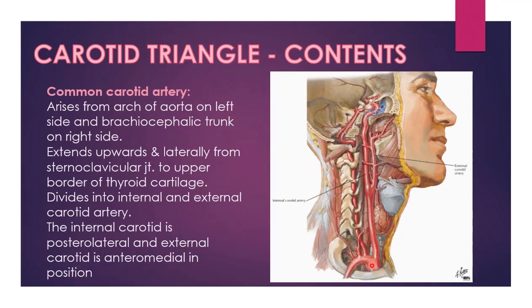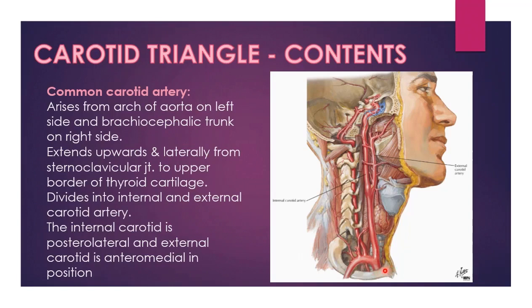So you are able to see the common carotid artery here. The common carotid artery arises from the arch of aorta, on the left side. Whereas on the right side, it is from the brachiocephalic trunk, which divides into right common carotid and right subclavian. So here mainly you are seeing the right side: the right subclavian and the right common carotid from the brachiocephalic trunk.